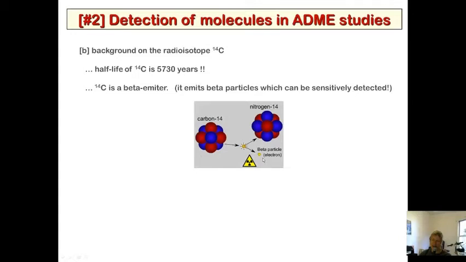Also through this process, a beta particle is emitted, and that's what we actually detect. It's essentially an electron, and so we can detect these beta particles flowing out of our sample, and that's how we detect them, right?